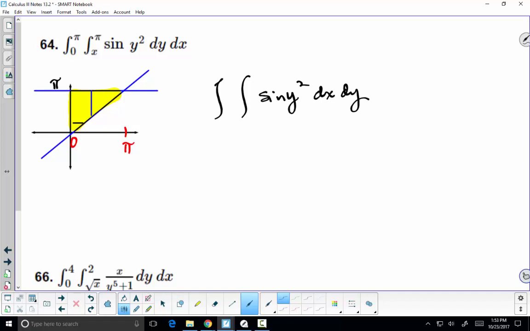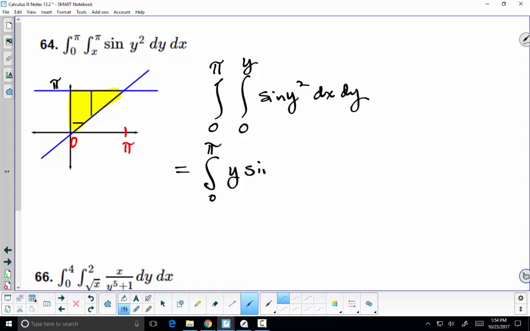Okay, so the y's are now on the outside. Those are 0 to pi from the y-axis. And the x's are from 0, right? That's x equals 0, over to this, which is x equals y. Now that we can integrate with respect to x so easily because there is no x. So what do we get when we integrate that on this interval?